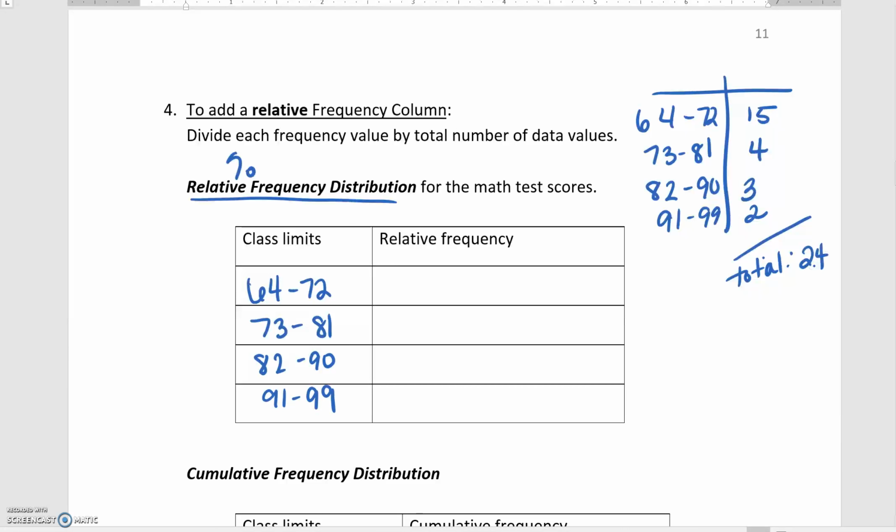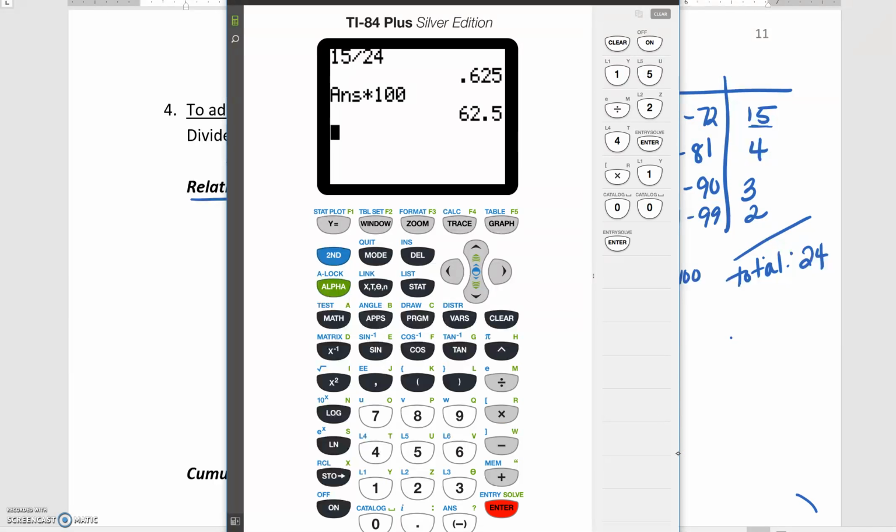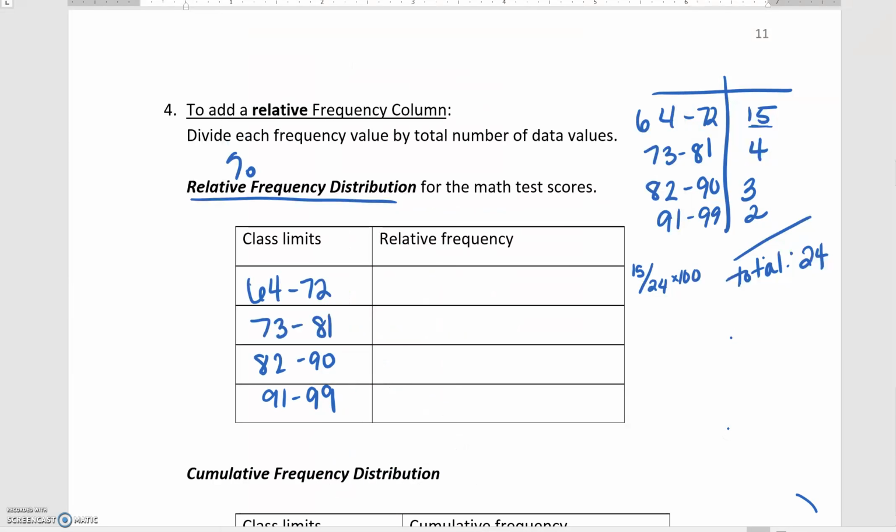Now to find the relative frequency, you're going to take the frequency that you had for that category, so for this first one it would be 15, divide that by the total, and then you multiply that by 100 to turn it into a percentage. So here on the calculator you can see that we would take 15 divided by 24, so that would be our percent as a decimal, multiply it by 100, we would get 62.5%.